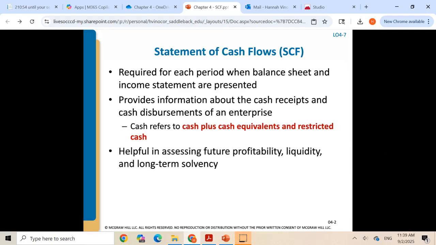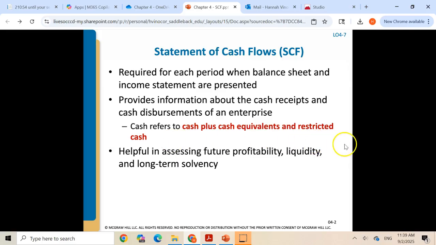Whenever you show a balance sheet and an income statement, you must also present a statement of cash flows. Net income from the income statement can hide timing differences such as credit sales, meaning sales that we have not received cash for yet, or accrued expenses that we have not yet paid out. So the statement of cash flow presents a separate view of the actual cash movements, and we define cash to be cash plus cash equivalents and restricted cash.